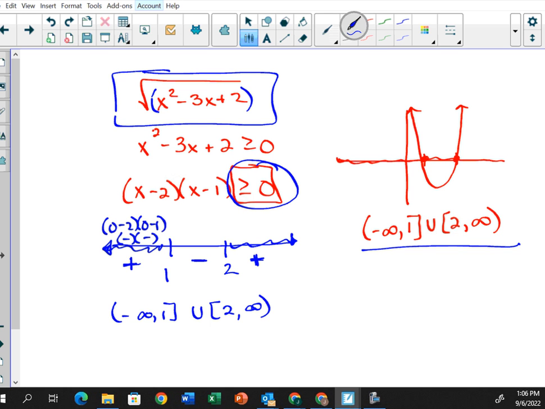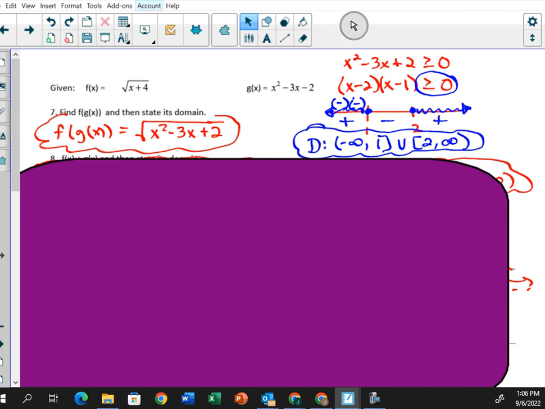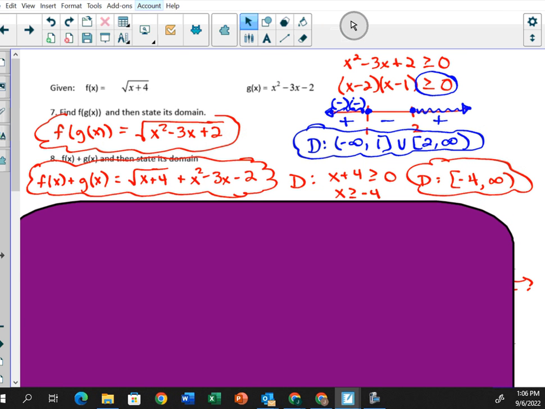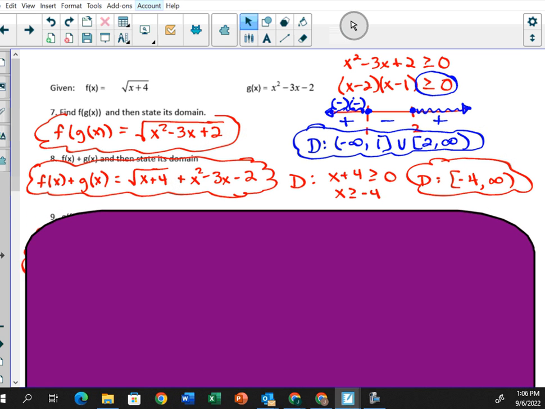All right, let's keep going, and then if we have time at the end, I'll give you another domain question to practice. All right, back to this. Okay, so number 8, we're just adding the two functions together. Feels kind of incomplete, but that's all you can do. It's just square root of x plus 4 plus x squared minus 3x minus 2. Domain for this one is much simpler. Your only restriction is that square root, and everything just has to be from -4 to infinity.